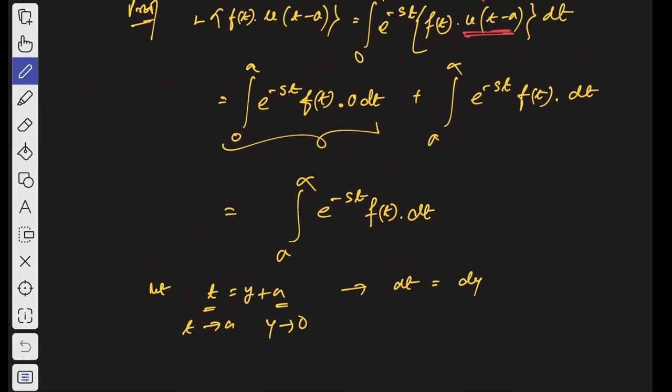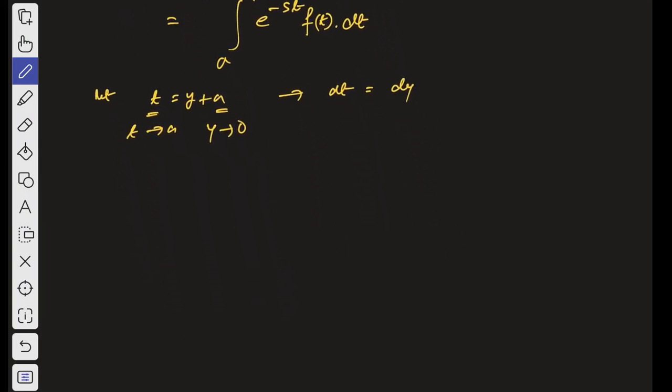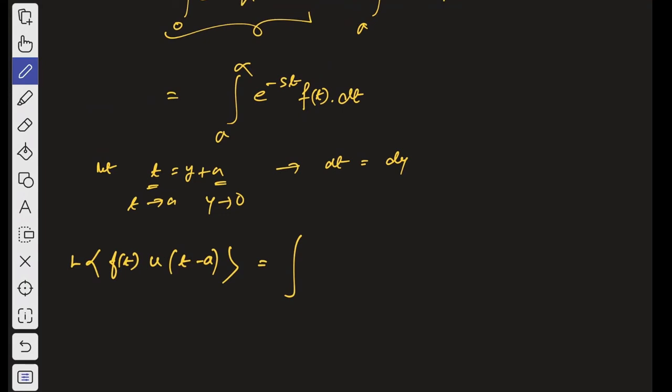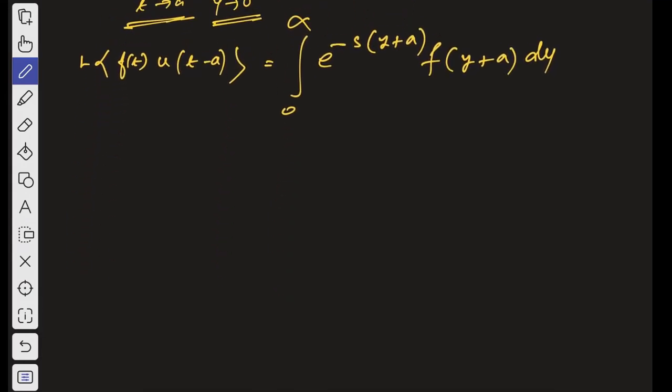Now here you see this result, the Laplace transformation of f of t into u of t minus a is equal to, as t tends to a, y tends to 0, so we will write the integral from 0 to infinity of e to the power minus s times y plus a, f of y plus a, dy, sorry, not dt, dy, right? This is dy. So hope you have understood up to this point.